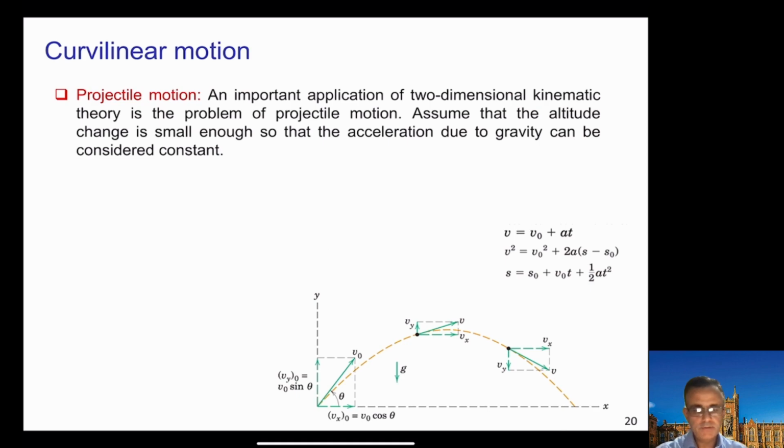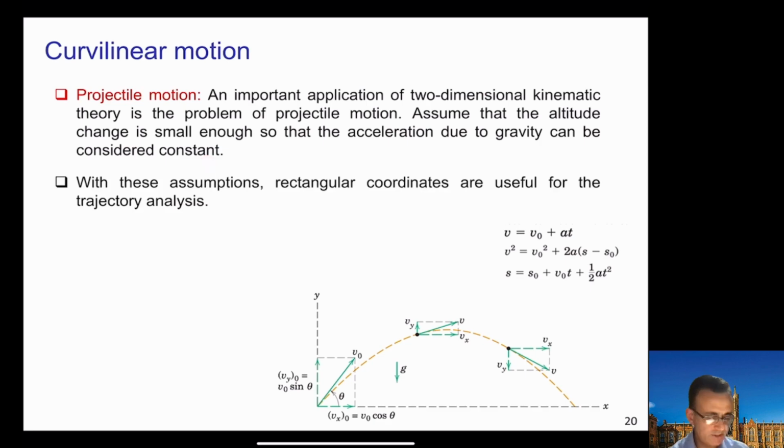Now we can discuss projectile motion. An important application of two-dimensional kinematics theory is the problem of projectile motion. Now assume that the altitude change is small enough so that the acceleration due to gravity can be considered constant. With this assumption, rectangular coordinates are useful for the trajectory analysis.